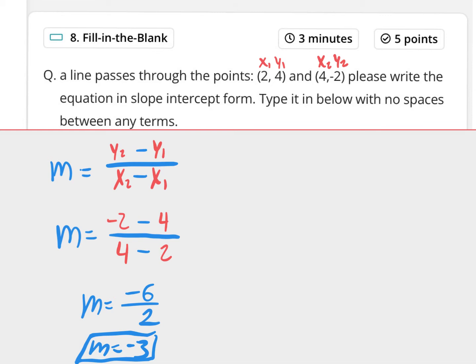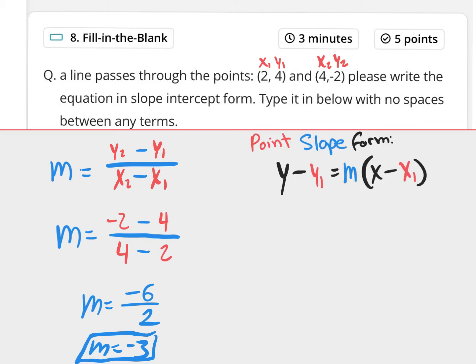Anyway, now what do we have? We have a slope and we have some points. So when you hear point and slope, write it in point-slope form. What is point-slope form? Y minus y1 equals m parentheses x minus x1. That's point-slope form. We need to know this. So like always, I recommend rewriting it with blank spots. Y minus blank spot equals blank spot, parentheses x minus blank spot, and then simply plug in your y1 value.